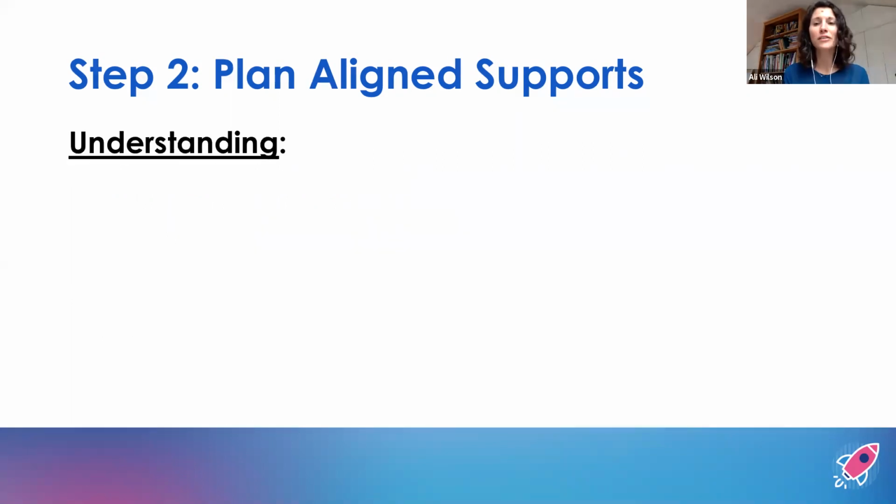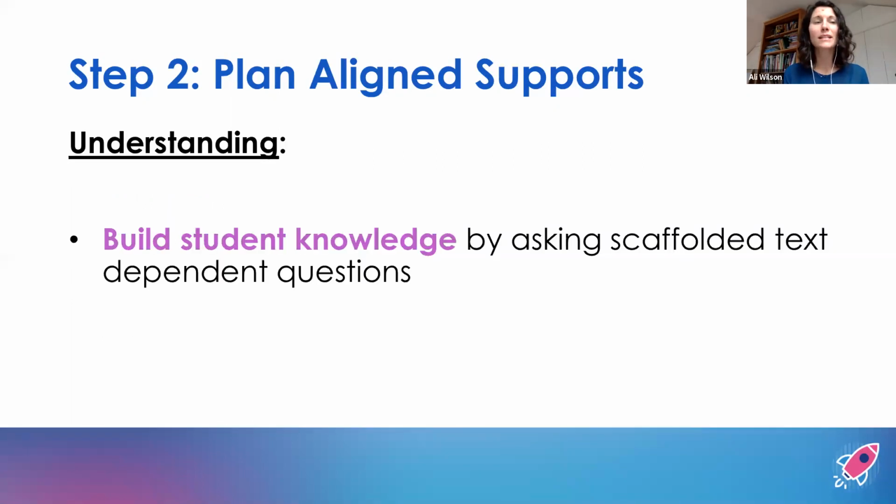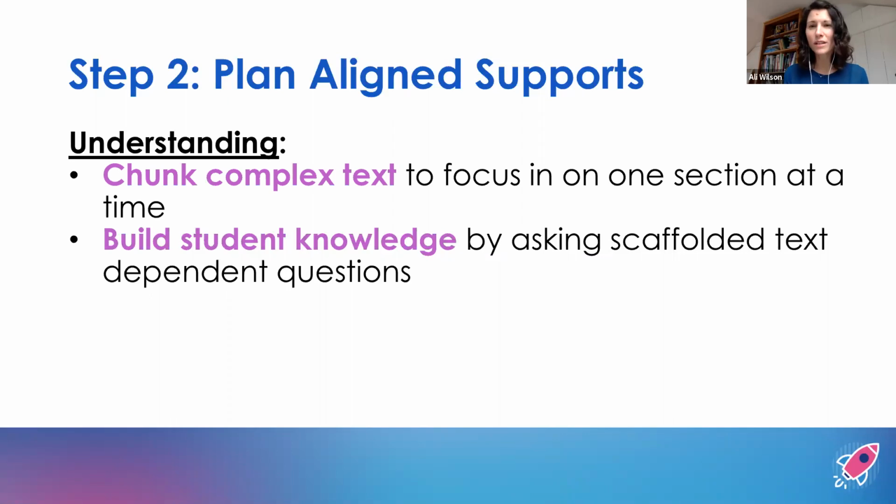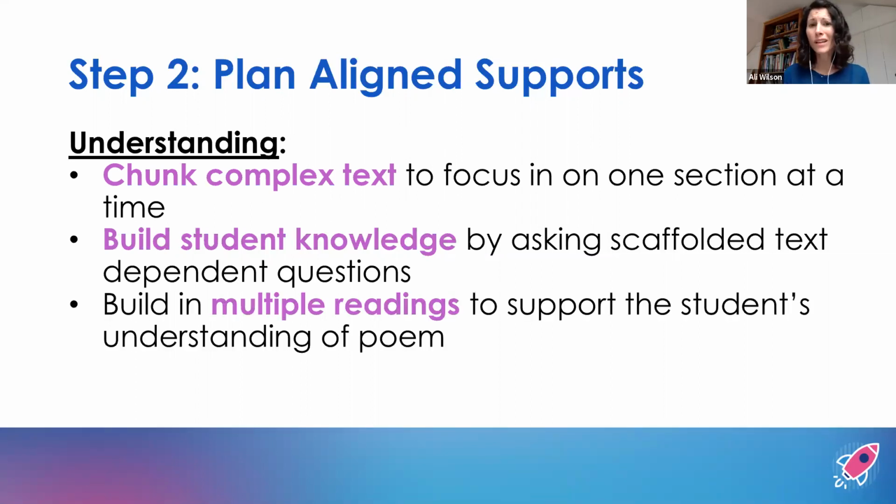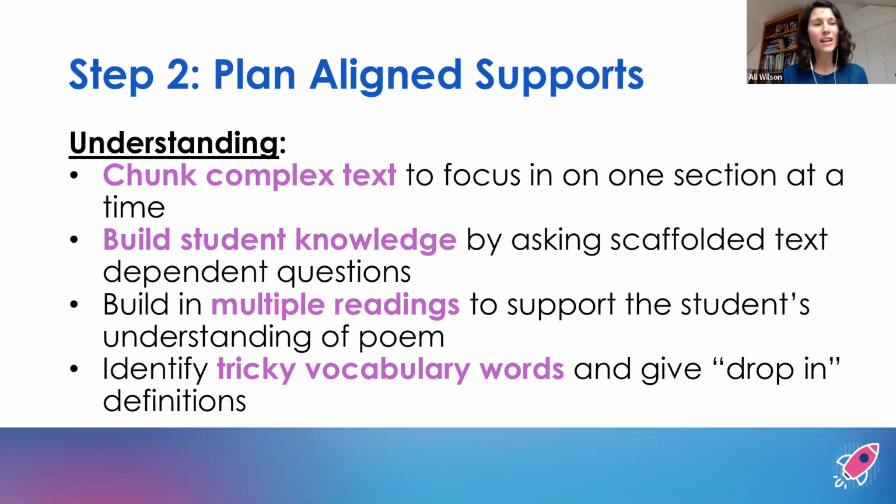Now let's think about understanding. We might build student knowledge by asking scaffolded text-dependent questions. We also might do them about a particular passage. So we might chunk that text and only zoom in on one stanza at a time. We might read this poem a bunch of different times to support the understanding. And finally, you all identified that there's a lot of tricky vocabulary words.